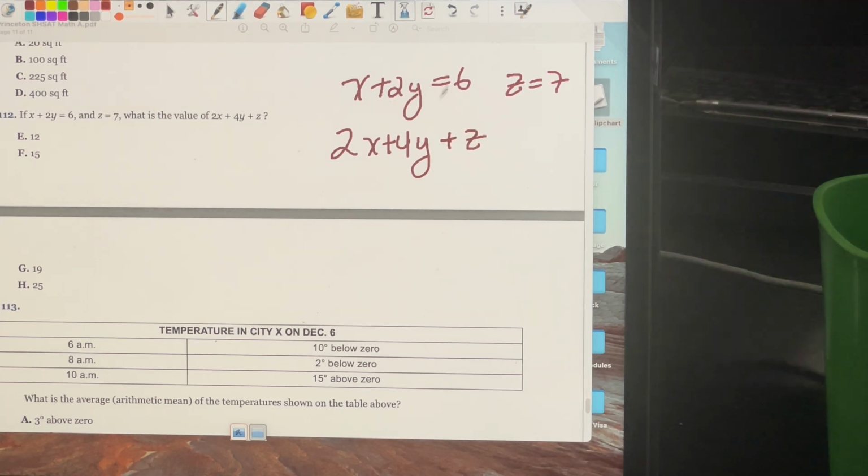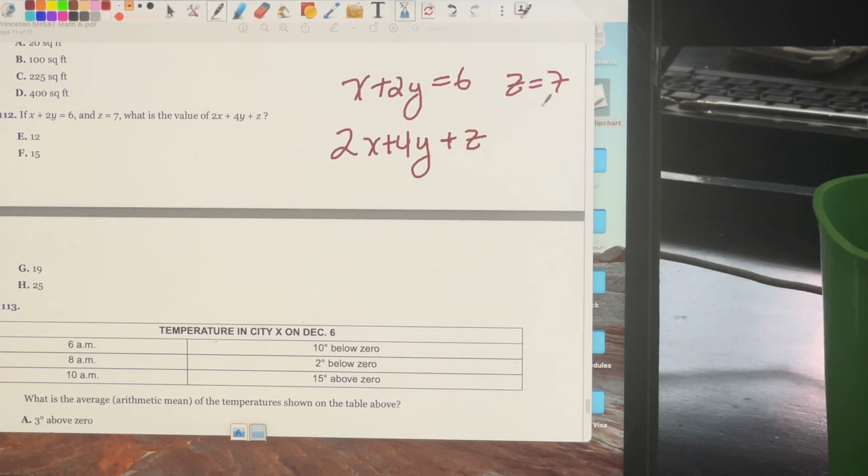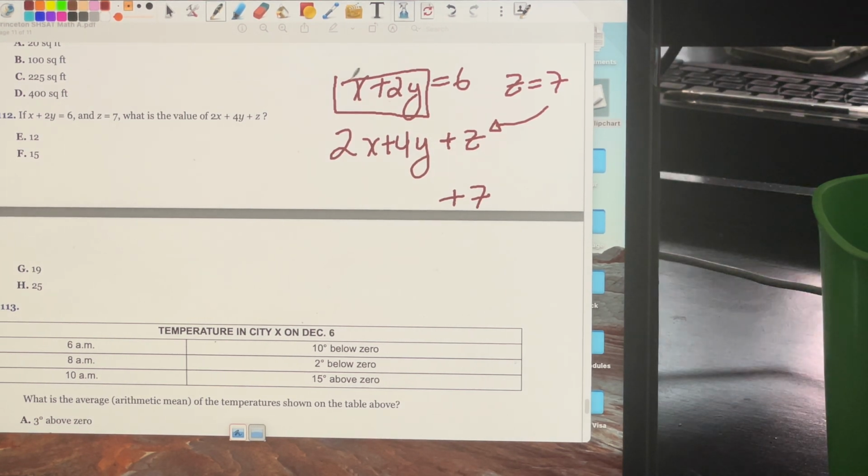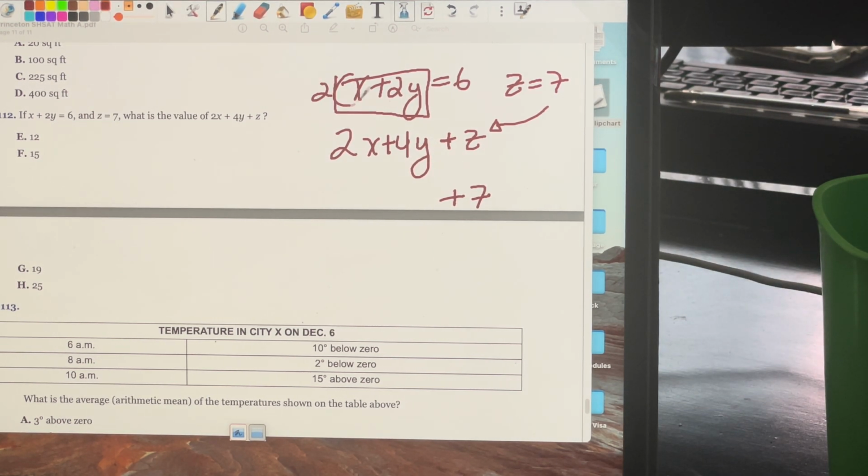So now, if you notice, that's the easy part. z I can replace with 7. And 2x plus 4y is actually double this value, right? If you multiply x plus 2y by 2, you get 2 times x, which is 2x, and 2 times 2y, which is 4y. So 2x plus 4y is double the value of x plus 2y, which is just 12, right? So that makes it much easier. Final answer, 19.